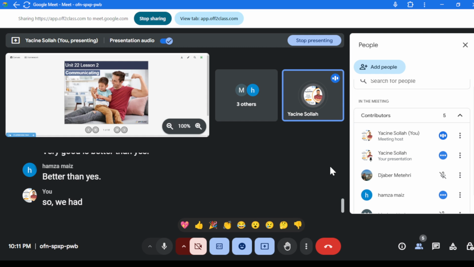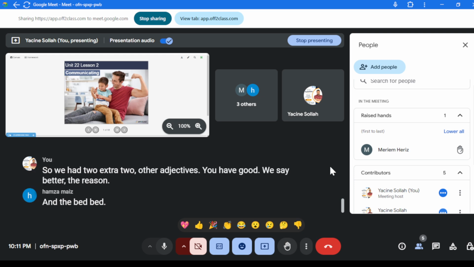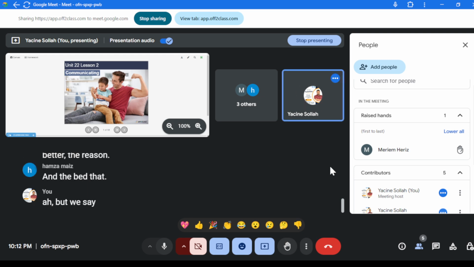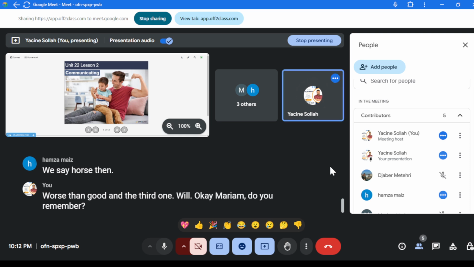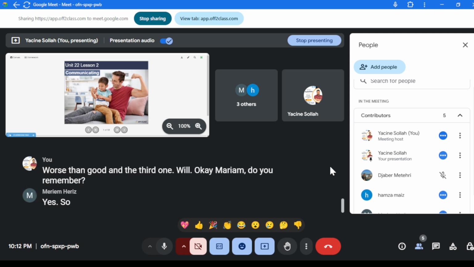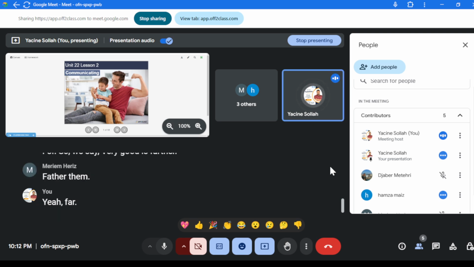So we had two other adjectives. We have good, we say better. There is another one, bad. Bad, we say? Worse than. Good. And the third one? Mariam, do you remember? Far. So we say farther than. Very good, yes. Farther than, exactly.